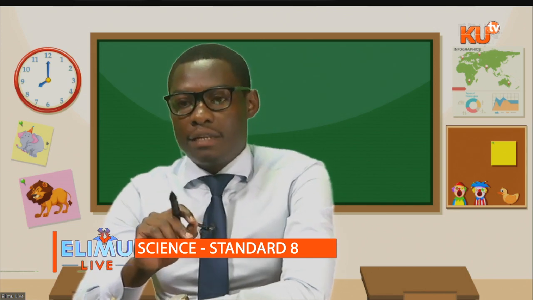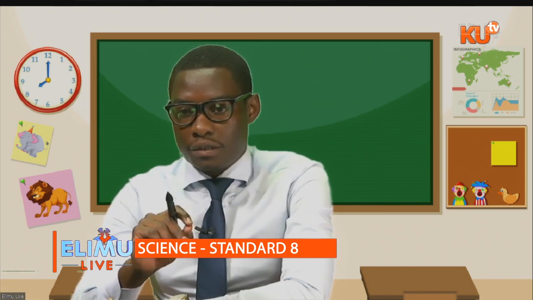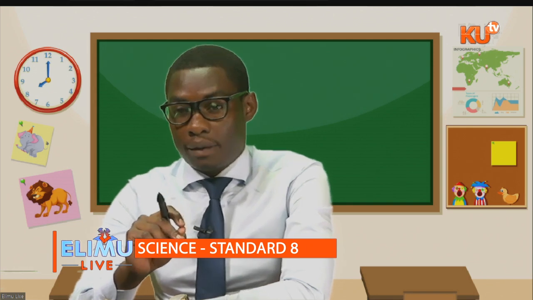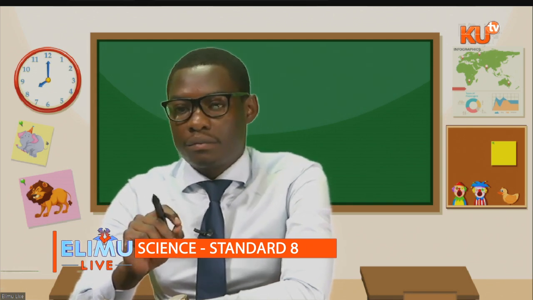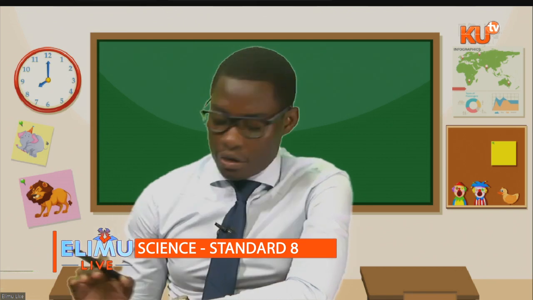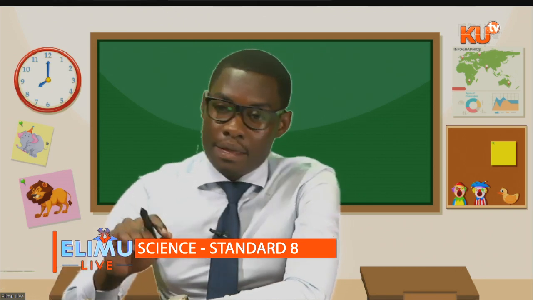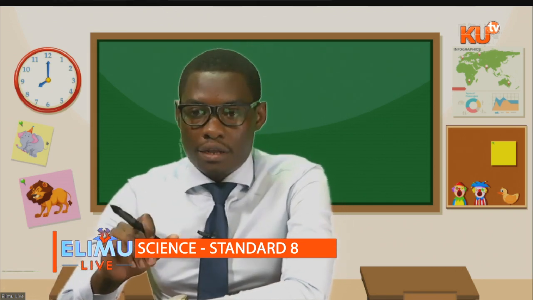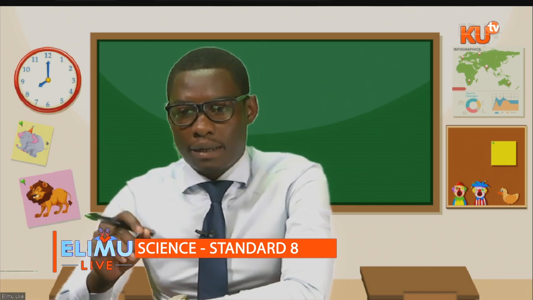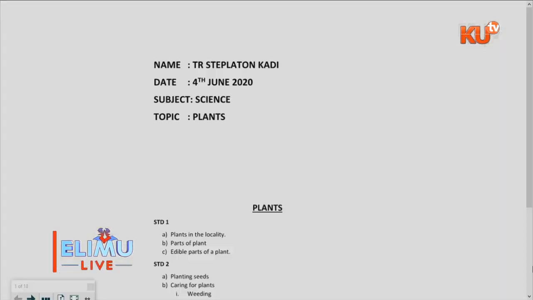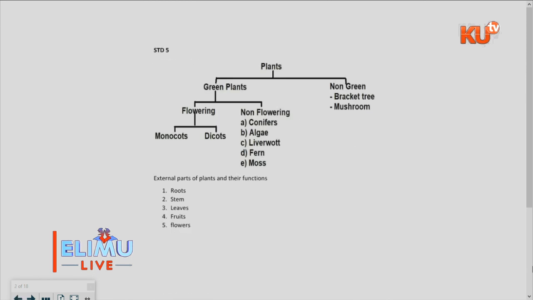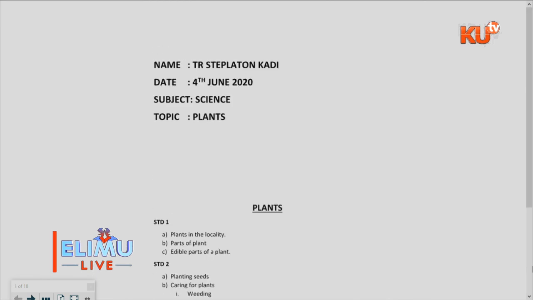We also have the edible parts of a plant. When we say edible, we mean something that can be eaten. So the edible parts of a plant can be the fruit. Even the leaves are also edible. That is what is expected of you at that level. In grade 2, we look at planting seeds. Under planting seeds, you were expected to plant different seeds, which you did at that time.